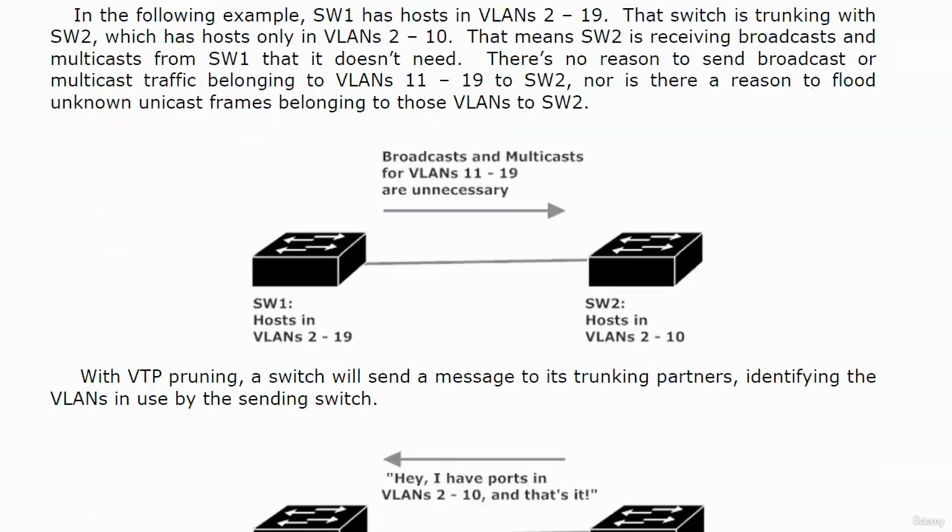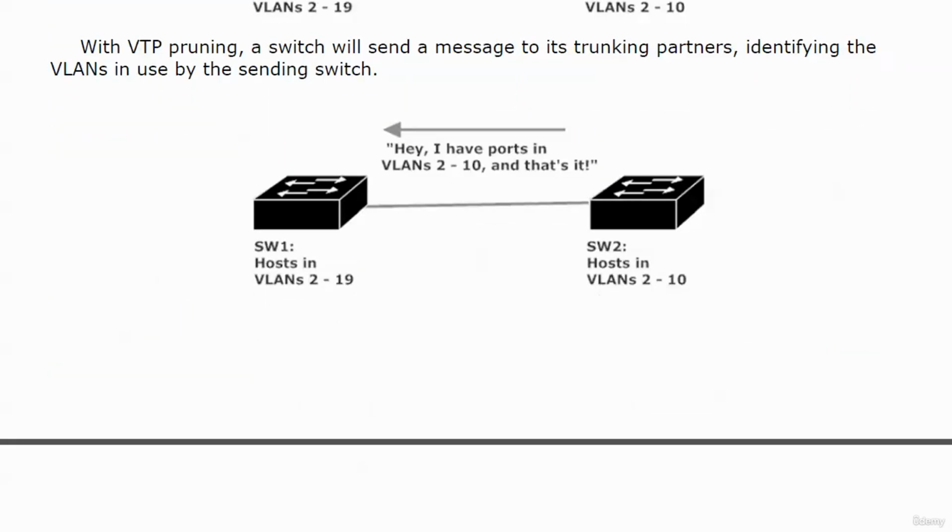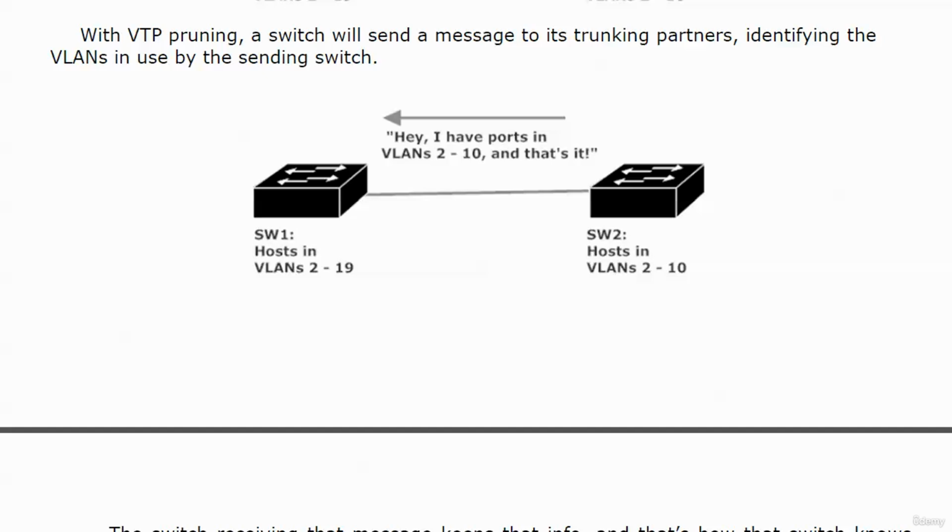There's no reason for it. Now, with VTP pruning, what a switch does is send a message to its trunking partners identifying the VLANs in use by the sending switch. So here, switch 2 would say, hey, I've got ports in VLANs 2 through 10, that's it. Don't send me anything else with any of the other non-default VLANs, because the reason I didn't list, and it also knows about 1 and 1002 through 1005, is that you can't prune those VLANs. You can only prune the non-default ones.